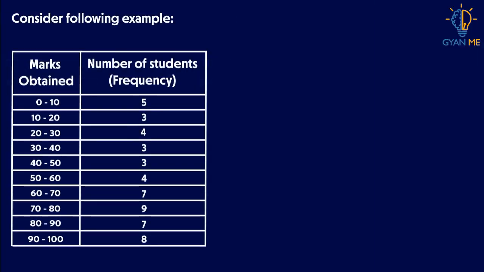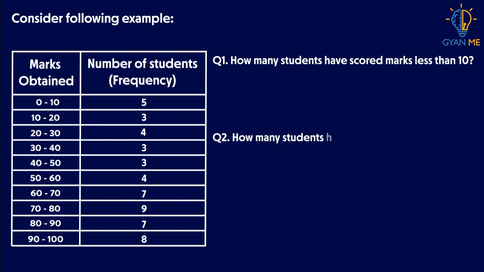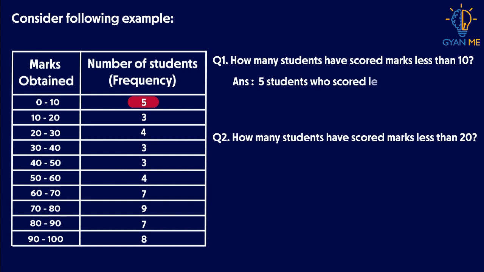From the following data, can you tell me how many students have scored marks less than 10? Or how many students have scored marks less than 20? Answering the first question is easy. As we can observe, there are 5 students who scored less than 10 marks. There are 5 students as an answer.